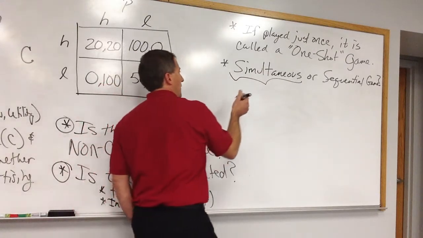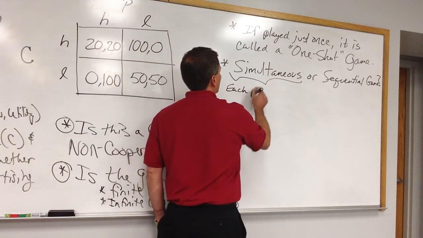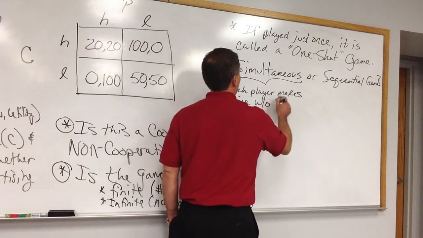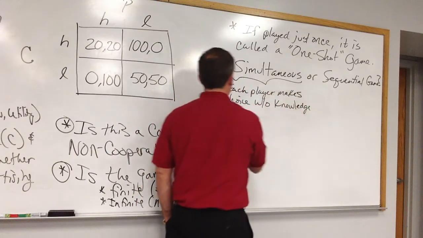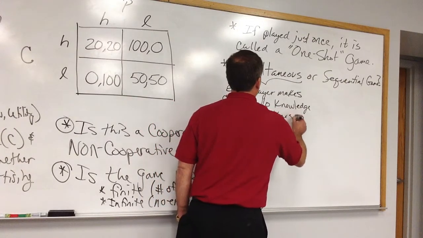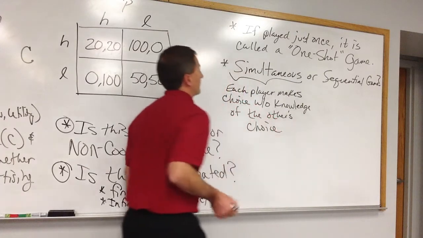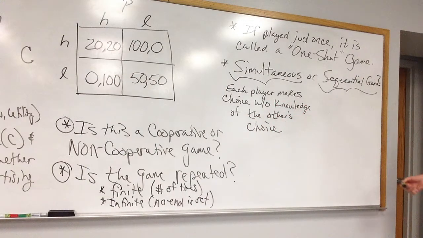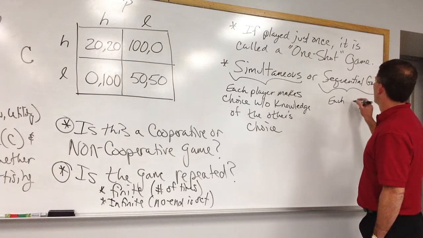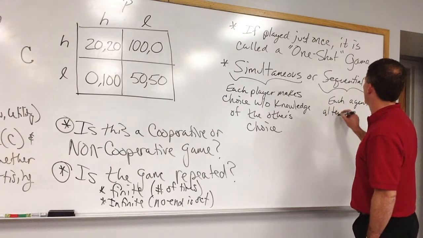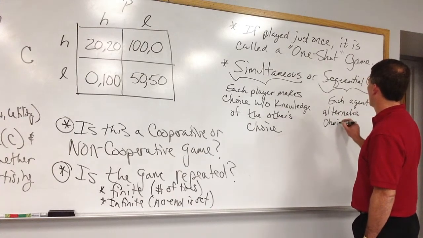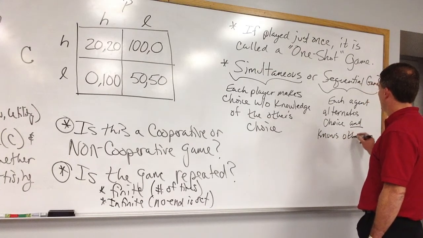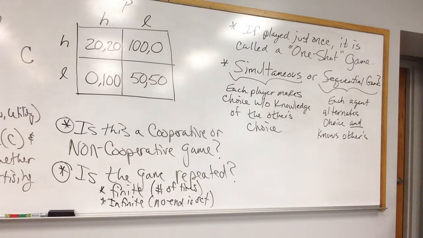A simultaneous game is one in which each player makes their choice without knowledge of the other's choice. And a sequential game is one in which we take turns. Each agent alternates choice and knows the other's prior to making theirs. So we just take turns.